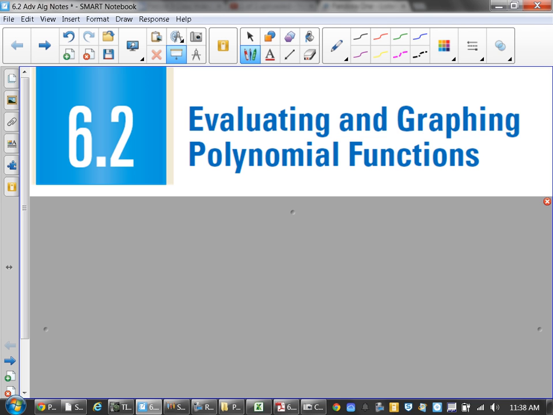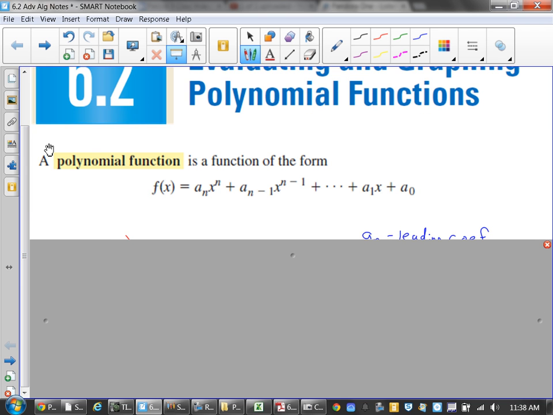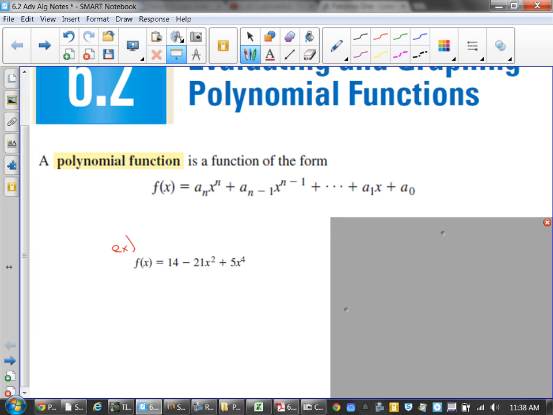Will it be similar equations? Well, let me show you here. A polynomial is nothing more than just anything that's written in this order. Don't write all of this down. A polynomial is just something that looks kind of like this.